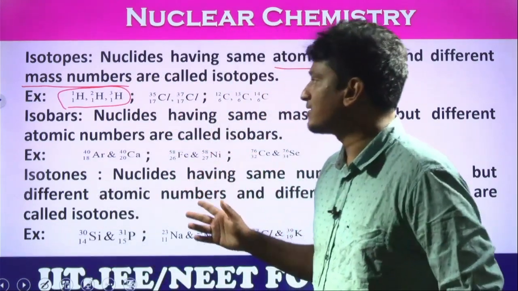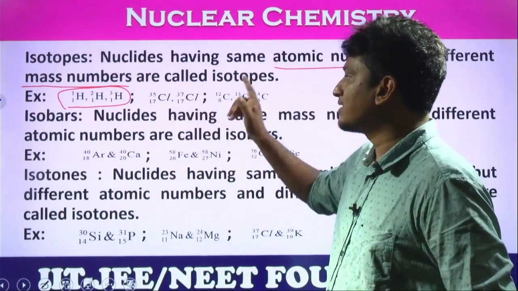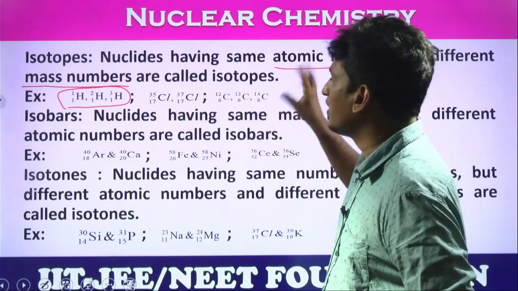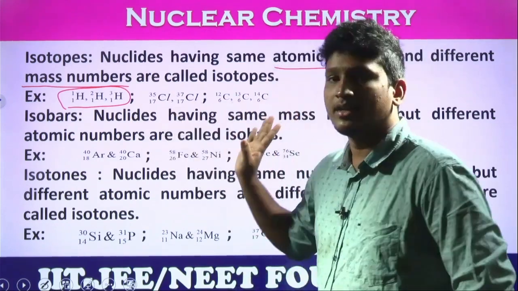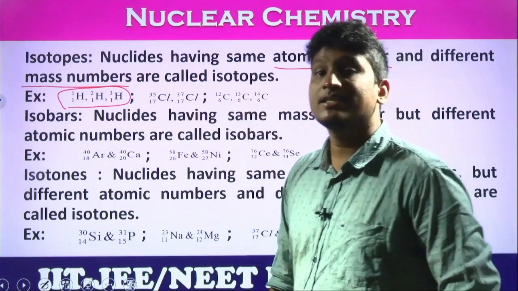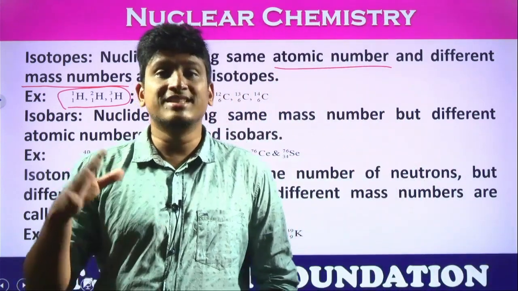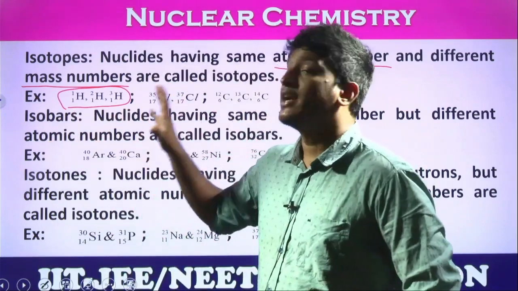We have other examples also: chlorine 35, chlorine 37, and carbon 12, carbon 13, carbon 14. These are all carbon only, but the mass numbers are different because of the number of neutrons. These species are called isotopes.